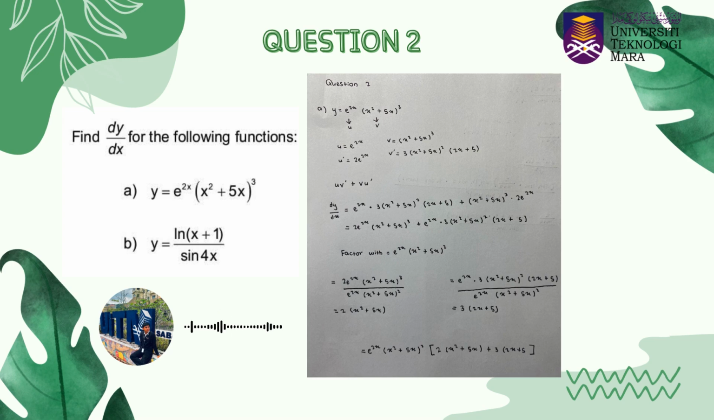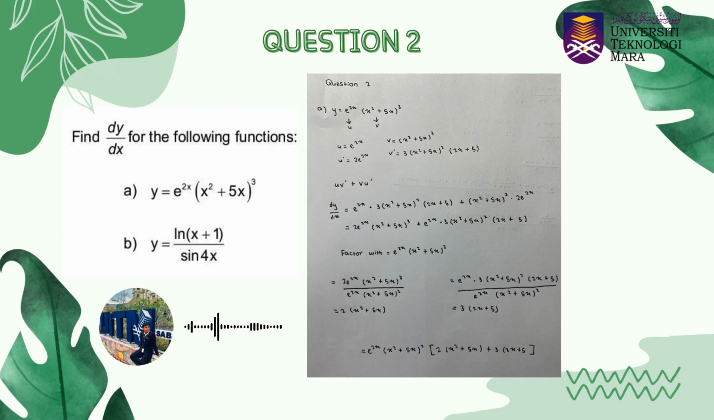For v, we use the chain rule. We bring down the 3, keep the inside part x squared plus 5x, now squared, and multiply it by the derivative of the inside, which is 2x plus 5. Now applying the product rule, we multiply u by v prime plus v times u prime. That gives us this expression: 2e to the 2x times the quantity x squared plus 5x cubed, plus e to the 2x times 3 times the quantity x squared plus 5x squared times 2x plus 5.